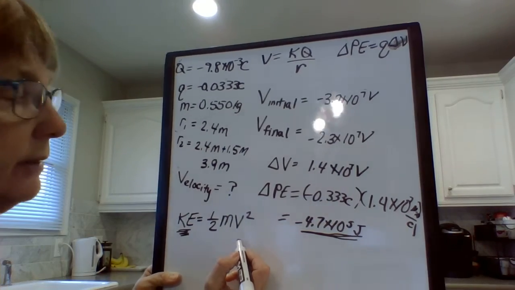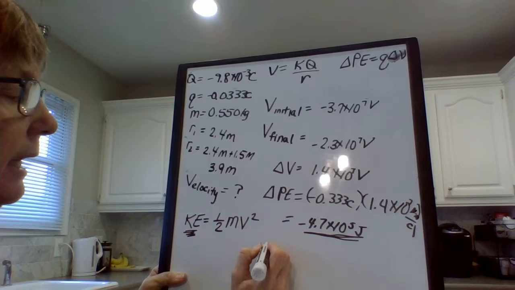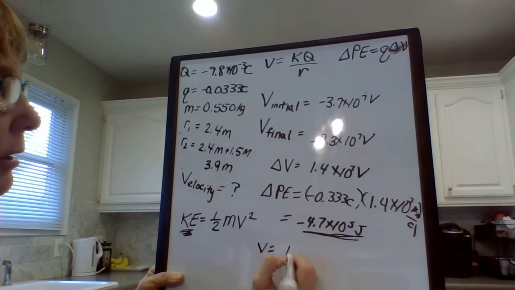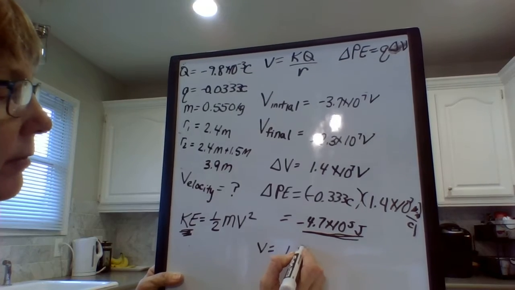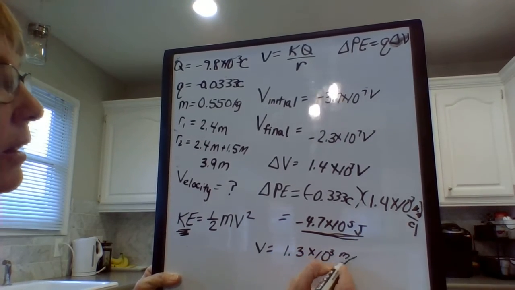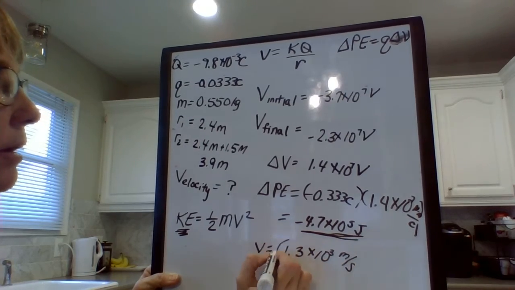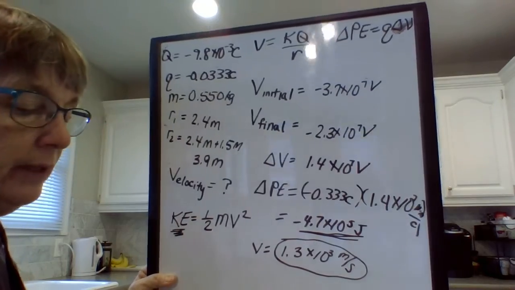Might want to pause the video. I'm not going to work it out step by step. I'm just going to write the answer here for you. You'll remember you'll need to take the square root because this is V squared. And there is your answer. That is how fast it is traveling at that point.